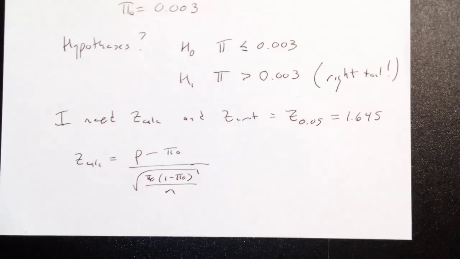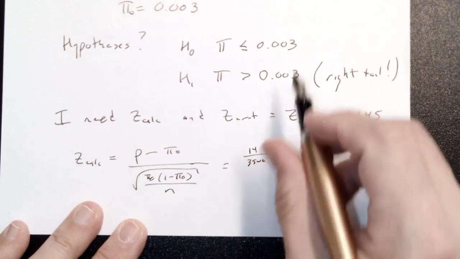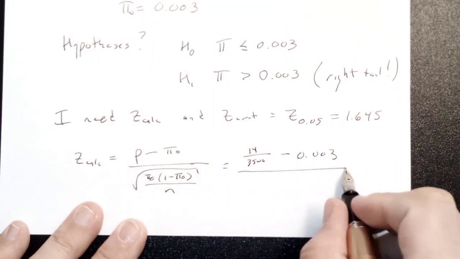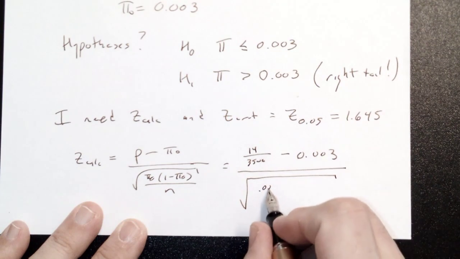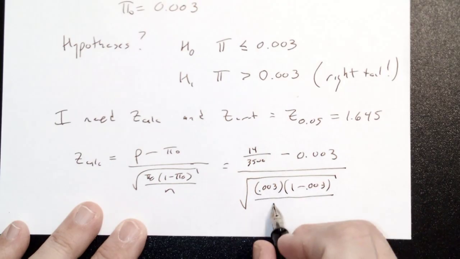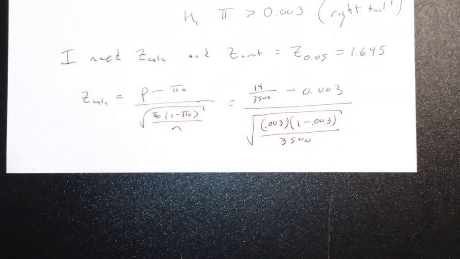Right, we take the number of bad syringes out of our group. So we had 14 over 3,500, minus the benchmark 0.003, over the square root of 0.003 times 1 minus 0.003 over 3,500, because that's how many pieces we had. Out come the calculators, bunch of math happens. Tell me what you get.